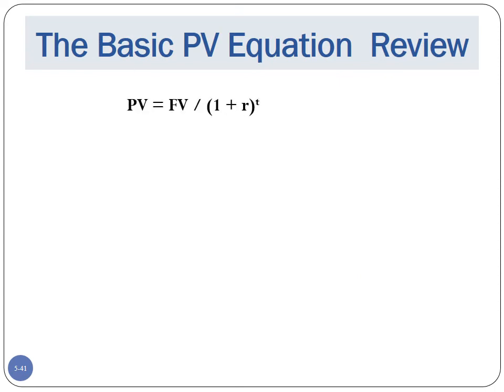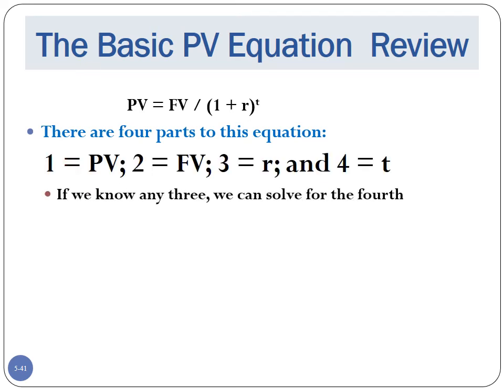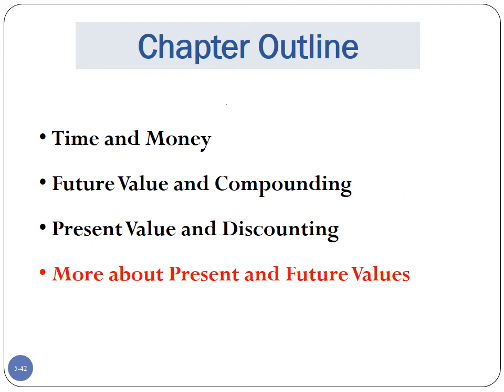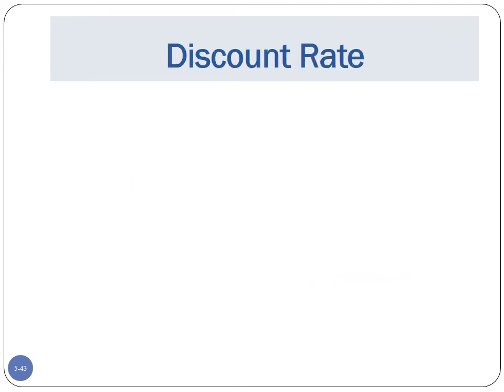So there's the basic equation. Present value is equal to future value divided by (1 plus r) to the t. Present value, future value, r, and time are the 4 parts to the equation. So if we know any 3, we can always solve. Let's talk a little bit more about present and future.